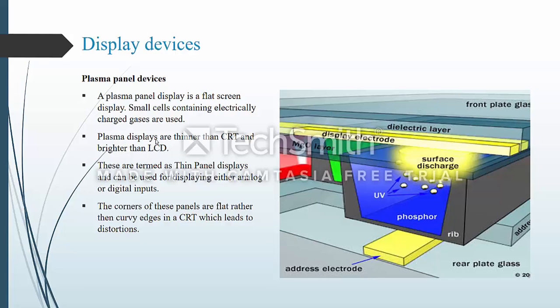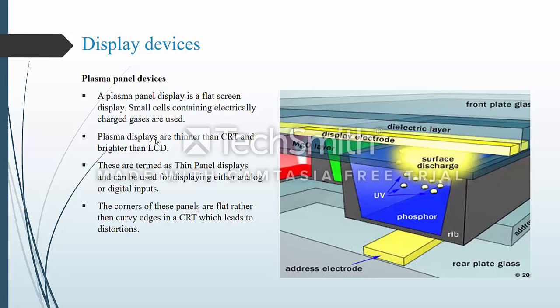Two plates of glass are taken between which millions of tiny cells containing gases like xenon and neon are filled. Electrodes are also placed inside the glass plate in such a way that they are positioned in front and behind of each cell. The rear glass plate has the address electrodes in such a position that they sit behind the cells. The front glass plate has the transparent display electrodes, which are surrounded on all sides by a magnesium oxide layer and also a dielectric material. They are kept in front of the cell.